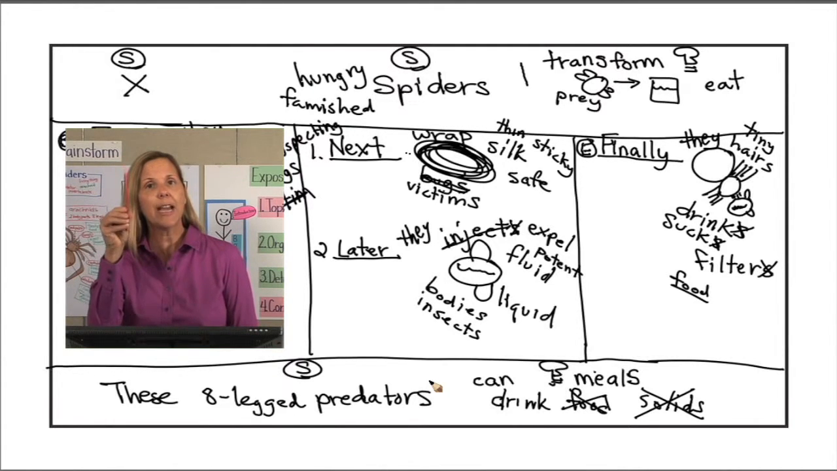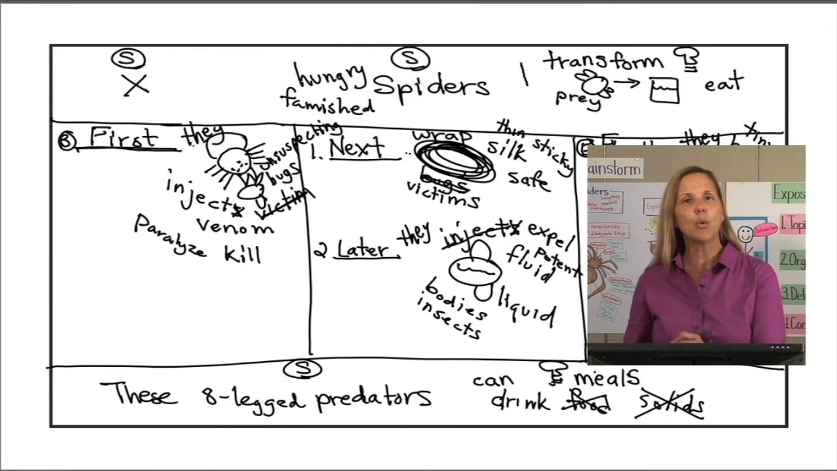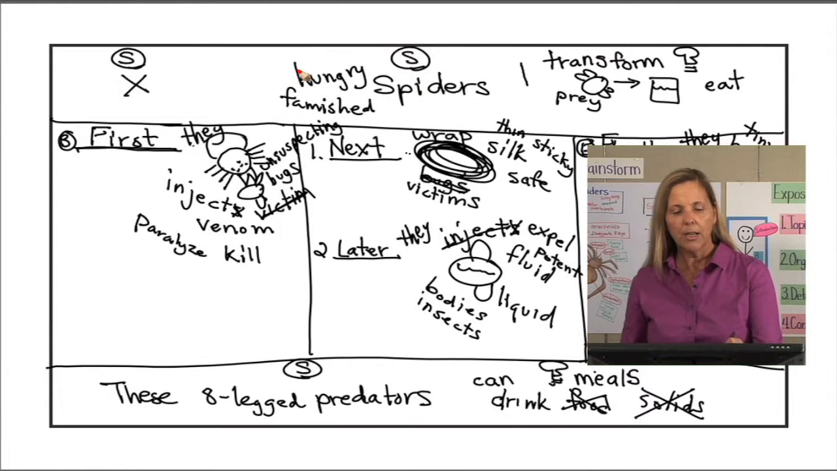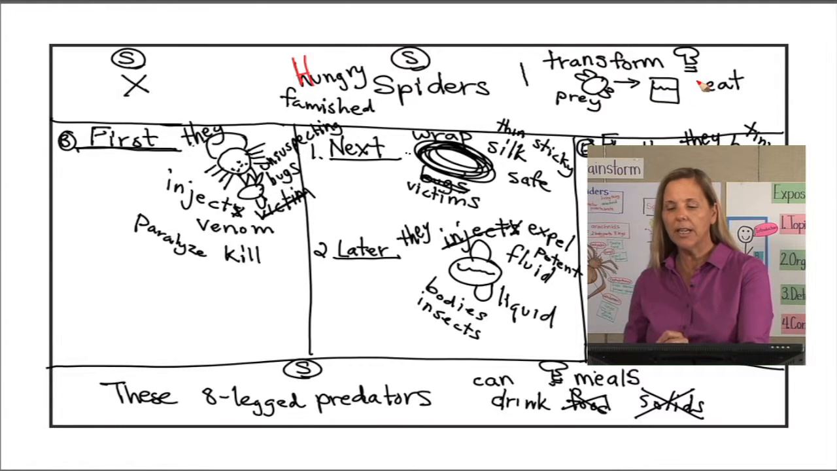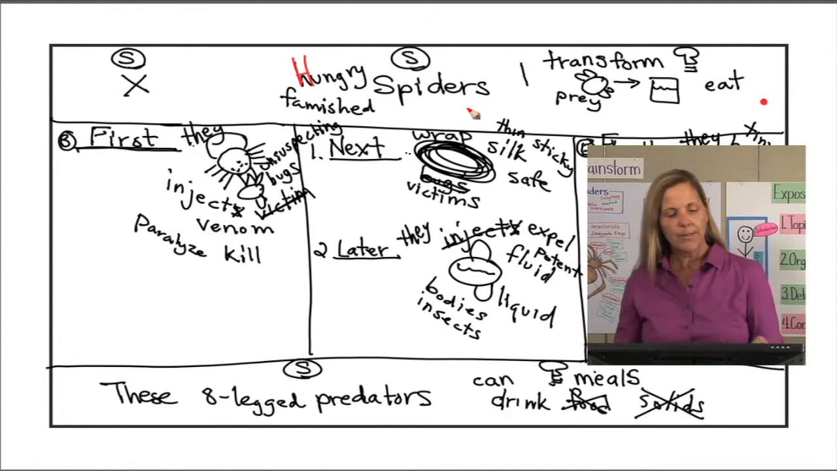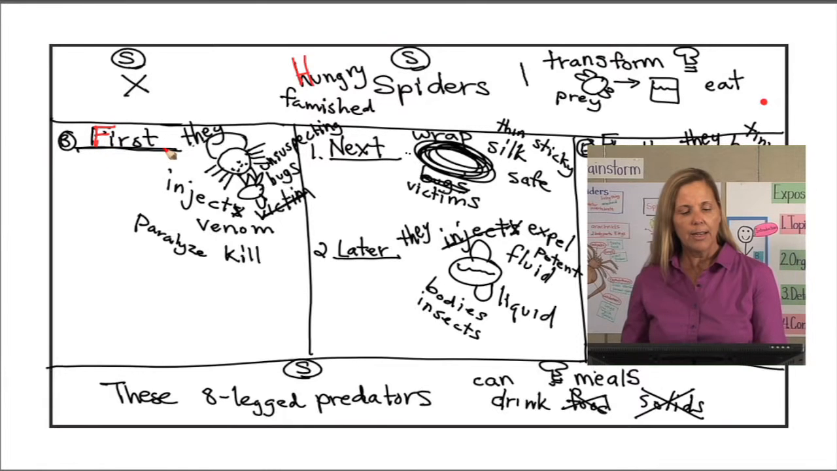Punctuation time! Shake out your red pencil. Let's go back to each sentence and add our capitals and any punctuation. Hungry, let's start with hungry, capital H. Hungry and famished spiders transform their prey from solids to liquids in order to eat them, period. First, capital, comma, they inject their victims. First, they inject bugs with a venom to paralyze or kill them, period.